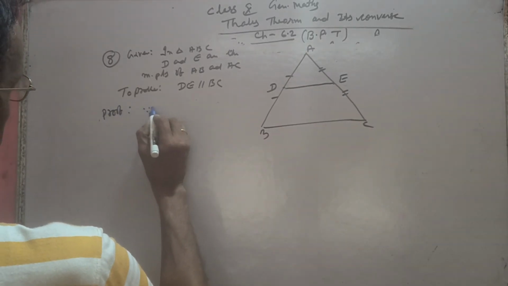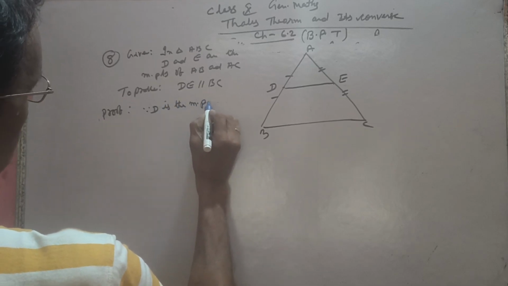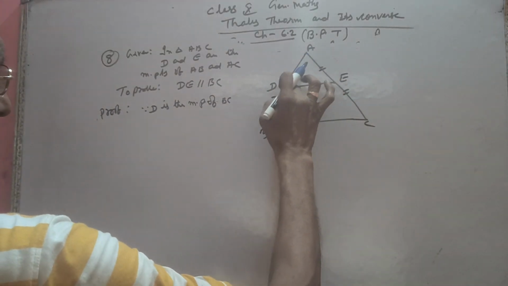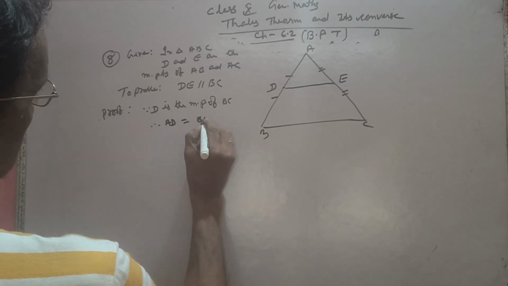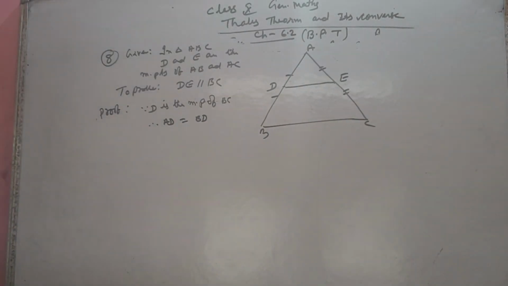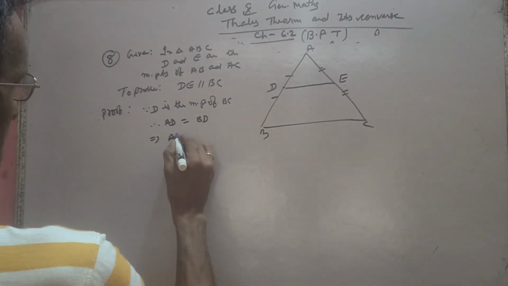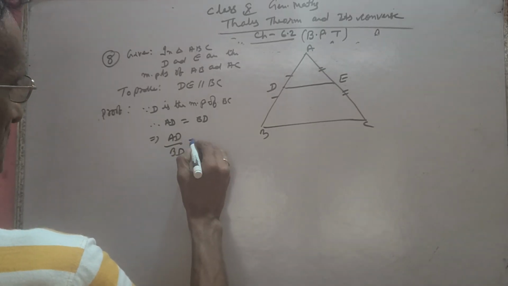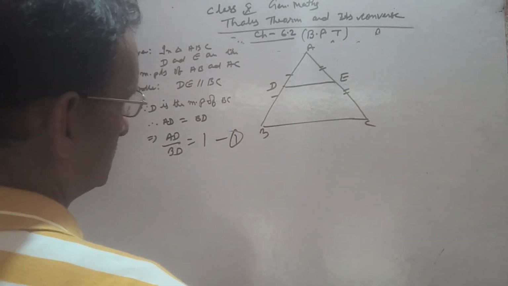See what is given. Since D is the midpoint of AB, what will you get? Meaning what? AD equal to BD. This is the meaning of midpoint, no? AD equal to BD. Divide both sides by BD. So this side also by BD. The BD by BD, what you will get? 1. Let it be equation 1.